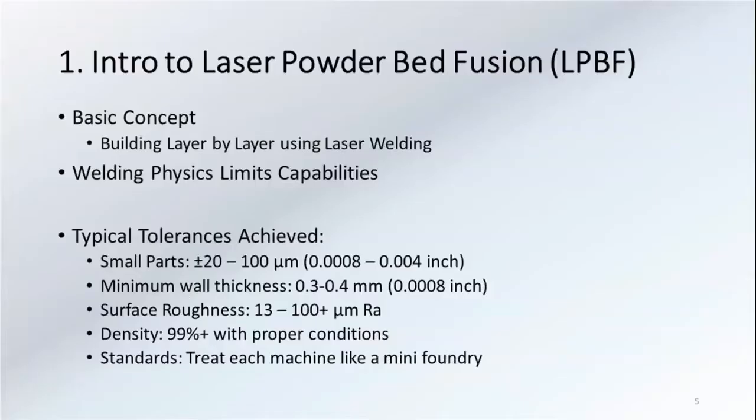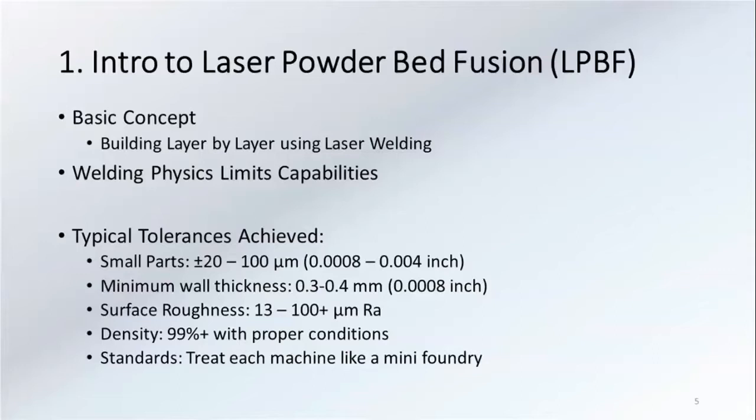So we're going to discuss the intro to laser powder bed fusion. This is a layer by layer laser welding process. So all of the physics that is involved with welding still applies in this realm. Typical tolerances that we can achieve, for small parts, you can hit 20 to 100 micron features. Your minimal wall thickness that you can make is typically 0.3 to 0.4 millimeters. Surface roughness, 13 to greater than 100 micron Ra.